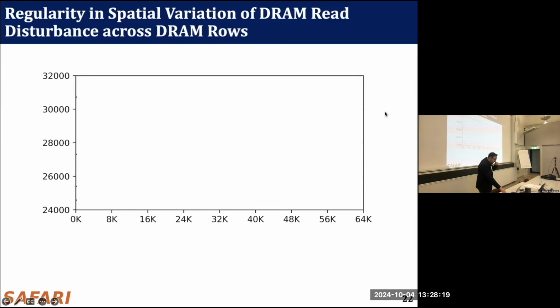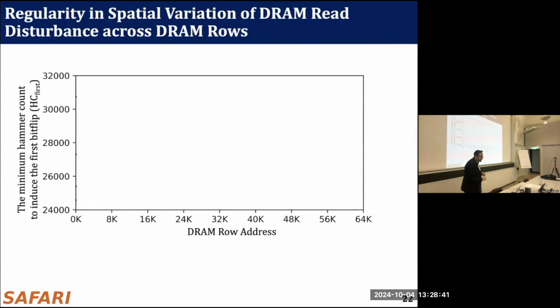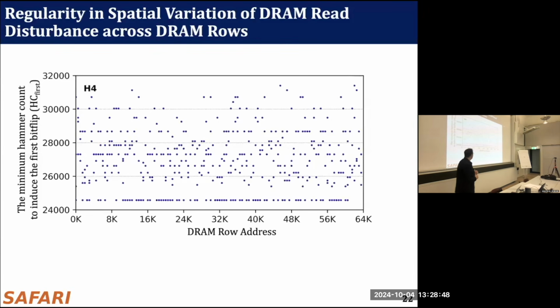Okay, so let's look at the regularity in the spatial variation across DRAM rows. On the x-axis now, we have the DRAM row address going from 0 to 64K. 64K corresponds to 64 times 2 to the 10, so it's 65,536. On the y-axis, we look at the minimum hammer count to induce the first read disturbance bit flip, and this is how it looks. You might think that there are some patterns here.